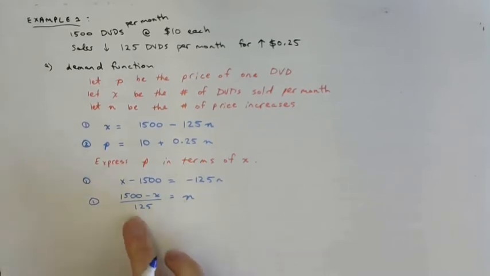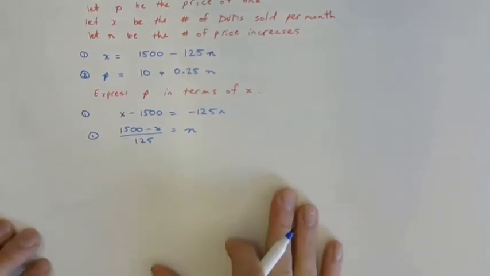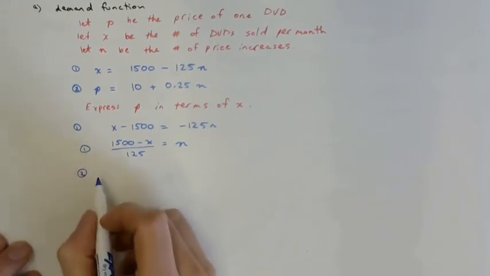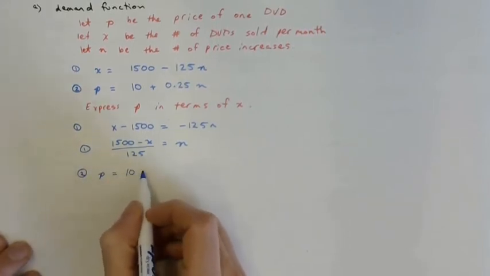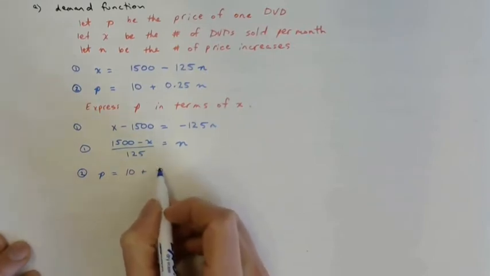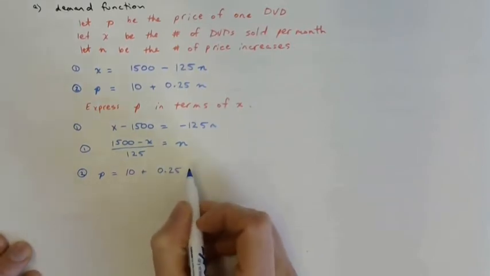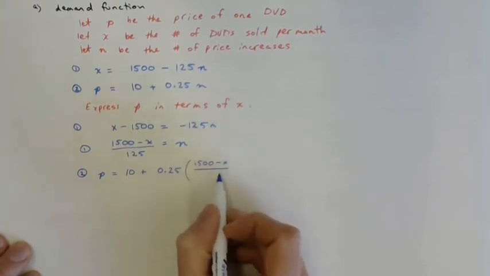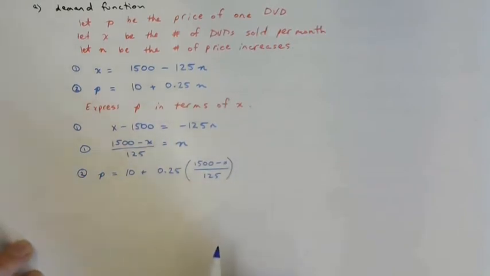Now we've expressed n in terms of x, which means we can now substitute that into equation 2 in order to get p in terms of x. So in equation 2, we've got p equals 10 plus 0.25 times our expression for n, which is 1500 minus x over 125. This is pretty ugly, so we're going to simplify it. We're going to expand some things here.